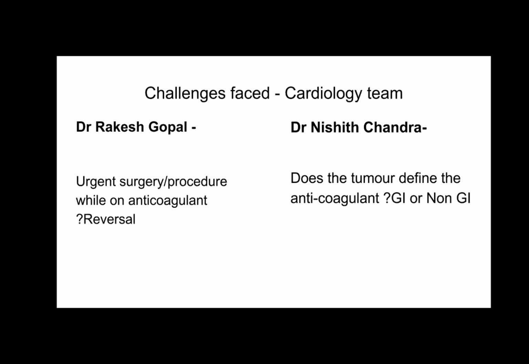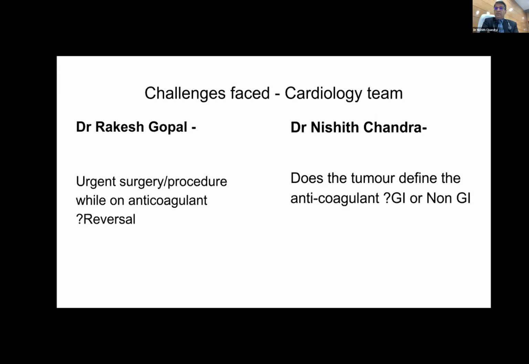Would I use a different anticoagulant for a non-GI tumor, like a CA breast or a CA lung? Right. So any bleeding which is internal, which is non-compressible, I would definitely use an anticoagulant which has less bleeding. If we compare all these NOACs, apixaban has the least bleeding tendencies. Dabigatran has more bleeding tendencies. So I would prefer apixaban over dabigatran and rivaroxaban for internal bleeds.